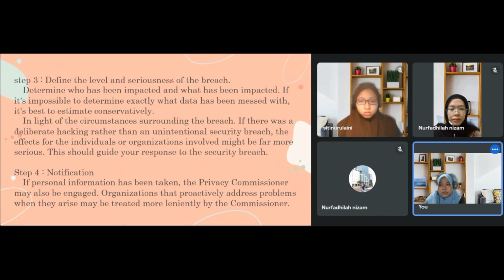Fourth step is notification. If personal information has been taken, the Privacy Commissioner may also be engaged. Organizations that proactively address problems when they arise may be treated more leniently by the Commissioner.